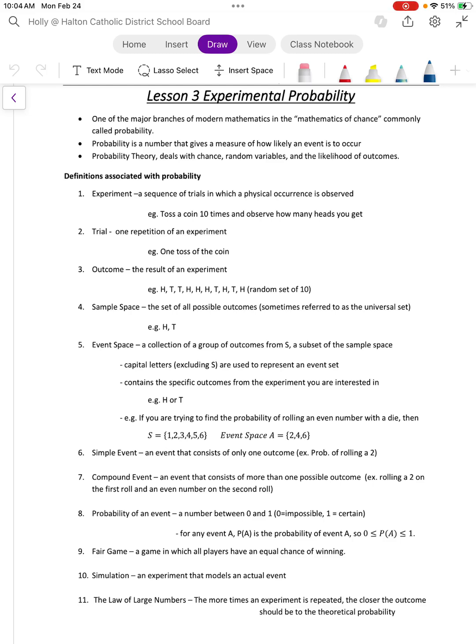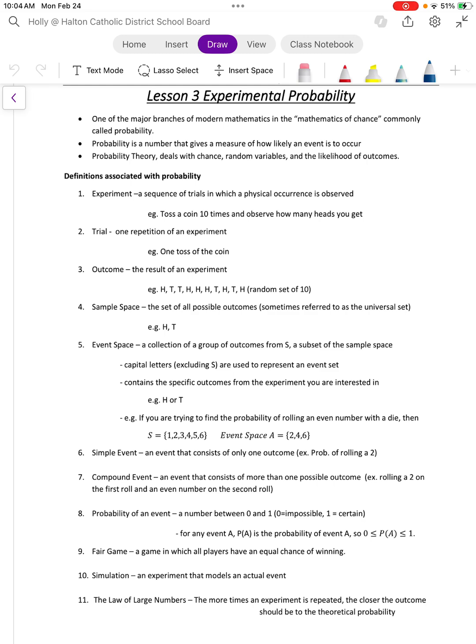All right, welcome to lesson 3 on experimental probability. There are a lot of new terms that you need to be familiar with, so I just wanted to go through those first. One of the major branches in modern mathematics is the mathematics of chance, commonly called probability. The probability is a number that gives a measure of how likely an event is to occur.